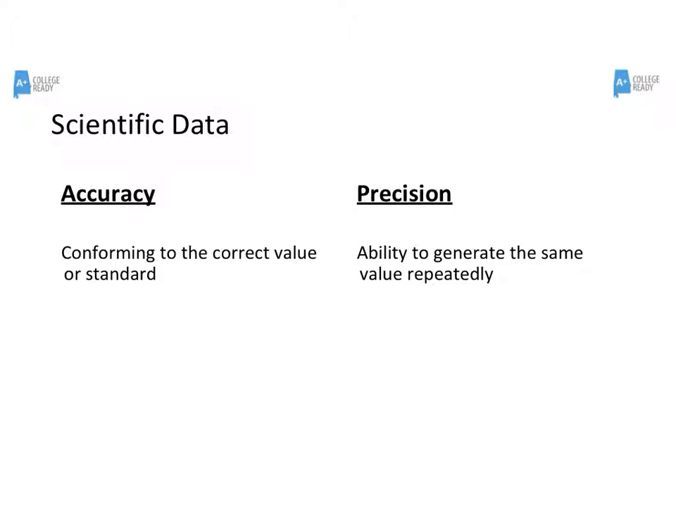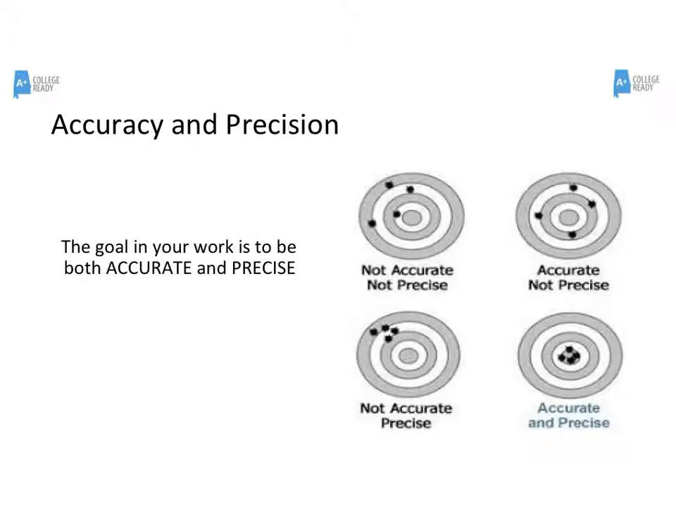Accuracy is conforming to a correct value or standard, while precision is the ability to generate the same value repeatedly. Both are necessary if you want to have good results in a laboratory. The goal in your work is to be both accurate and precise.